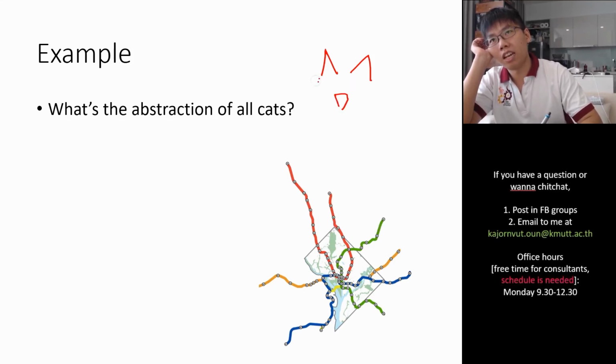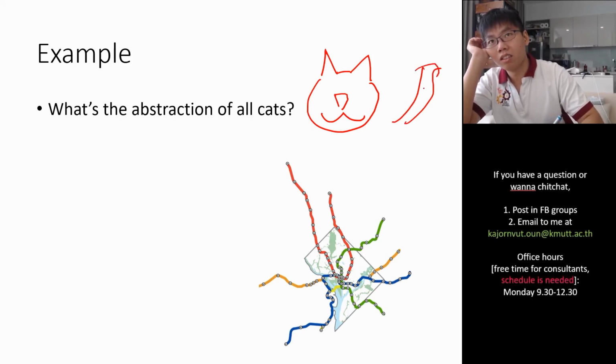You cannot say it has hair, right? But it has a head, because some cats don't have hair. It has this cute mouth. It has a tail, long or short, regardless. But it cannot differentiate cat and dog yet.